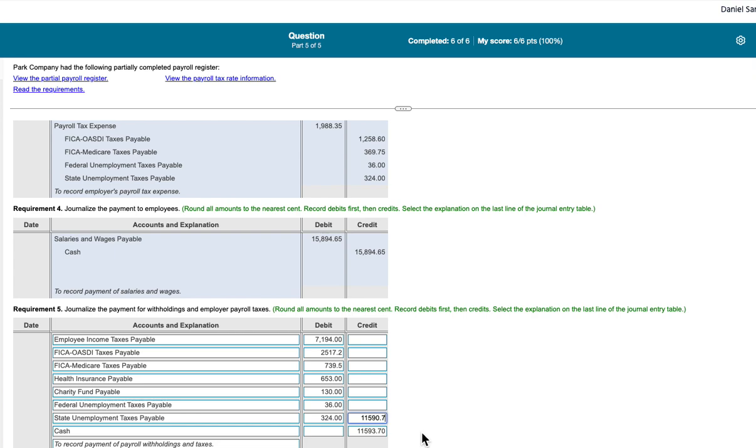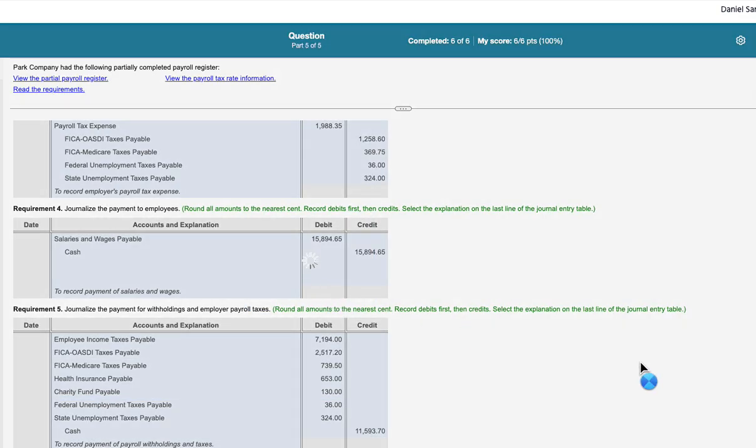Let's try this again. 7194 plus 2517.2 plus 739.5 plus 653 plus 130 plus 36 plus 324 equals 11,590.7. Well, I got that number again, so we're just going to see if that's correct, and it is. Absolutely amazing.